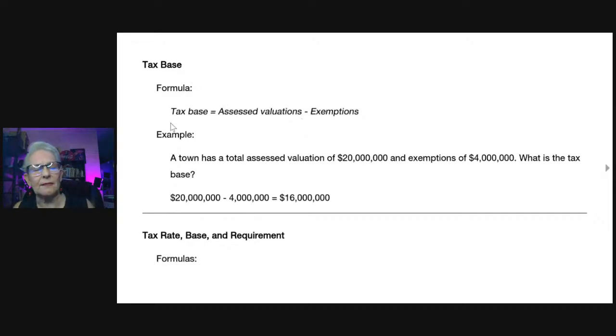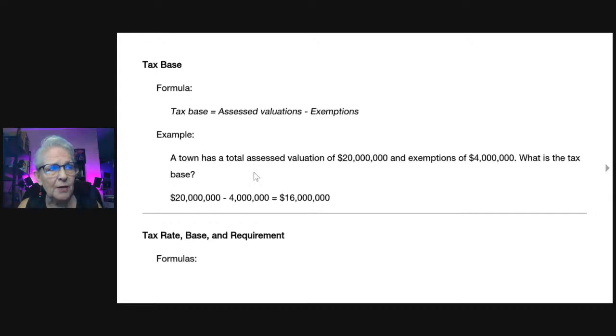Now the tax base equals the assessed evaluation minus any exemptions. An exemption could be a homestead exemption, 65 and over, disability exemption, or others. There are many types. The most common are homestead, it's their primary residence, and then 65 and over. And another one would be the 100% disability or some percentage of disability. Individuals with 100% disability do not pay property taxes.